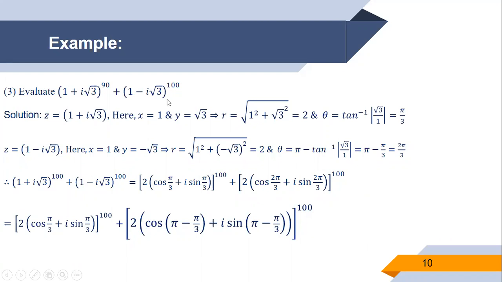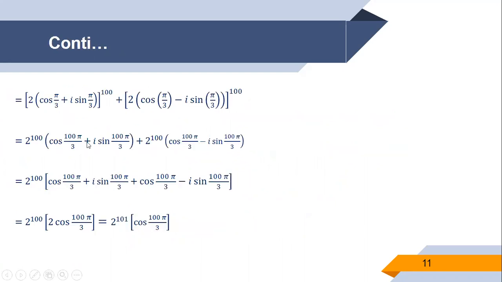So therefore, the given complex number 1 plus i root 3 raised to 100 plus 1 minus i root 3 raised to 100 is equal to, for the first, r into cos theta plus i sin theta raised to 100, plus, for the second term, we write 2 cos 2 pi by 3 plus i sin 2 pi by 3 raised to 100. Now in the second term, cos 2 pi by 3 is nothing but cos of pi minus pi by 3, and cos of pi minus pi by 3 is minus cos pi by 3, sin of pi minus pi by 3 is sin pi by 3. So we write this term as it is, but here we can take minus.